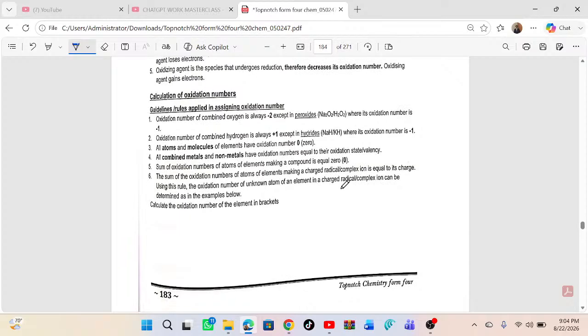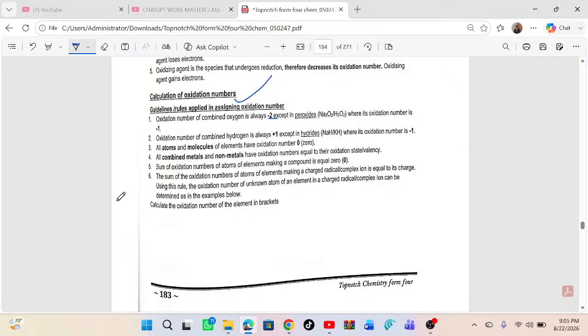So the most important thing that you are going to look at is how we calculate the oxidation number. When we are calculating oxidation number, we follow these rules or steps. Number one, oxidation number of combined oxygen is always -2, except the peroxides, sodium peroxide and hydrogen peroxide, where the oxidation number is -1. So anywhere that you see oxygen, the oxidation number is always -2, except sodium peroxide and hydrogen peroxide, where it is -1.